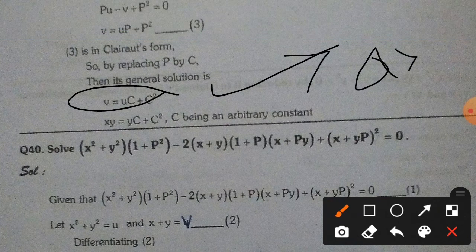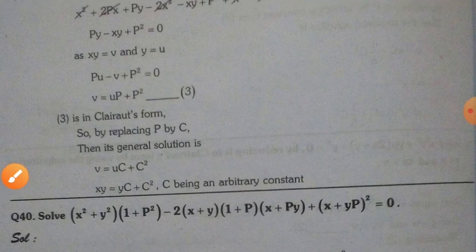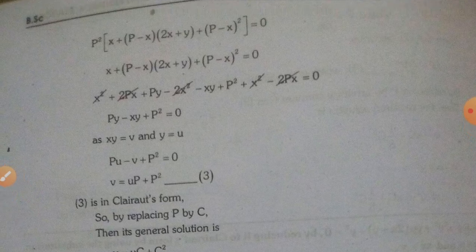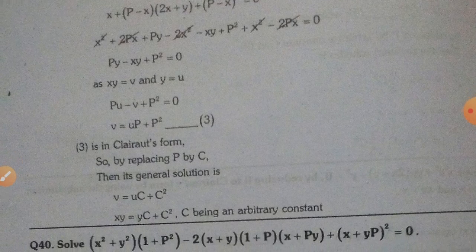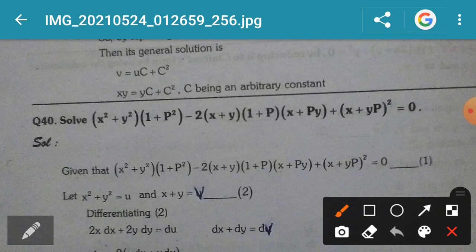So that's why we have to substitute that value of v x into the value of u y. So this is our resultant solution. This is the process of finding the equation reducible to Clairaut's form. And also one more topic here, x square plus y square into 1 plus v square.